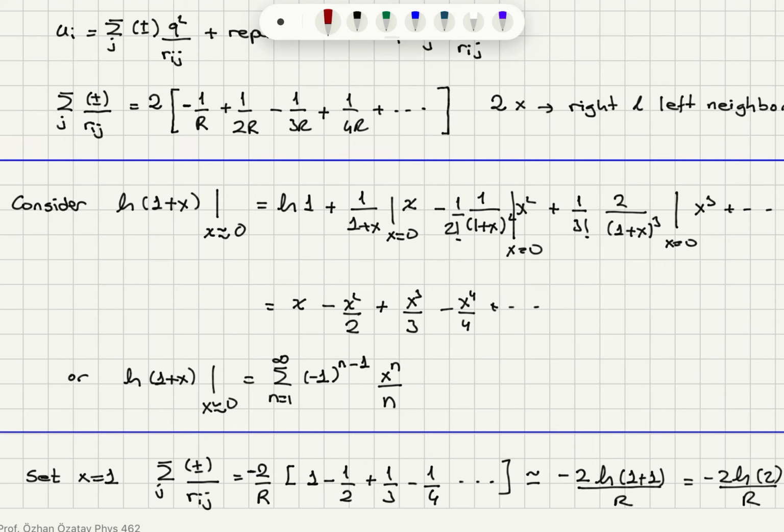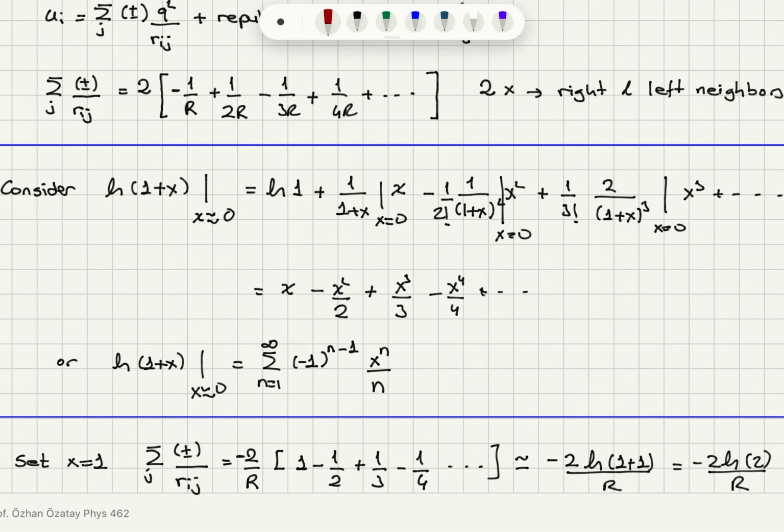So this continues like this. Therefore, I see that if I were to set x equals 1 in this summation, for the sum over j of plus or minus rij, taking this times minus 2 over r, I will obtain 1 minus 1/2 plus 1/3 minus 1/4, which is basically what I see in the natural logarithm of 1 plus x Taylor series expansion.